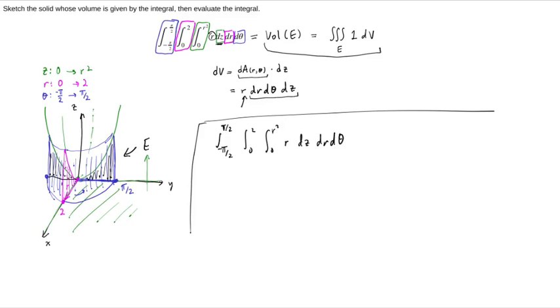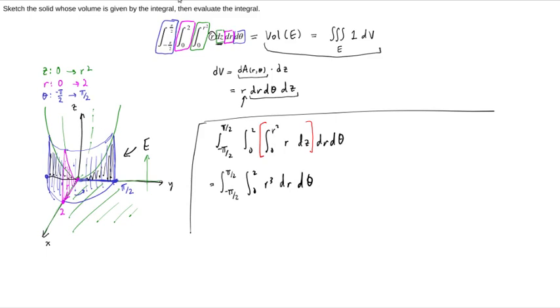As always, this is an iterated integral. We start from the inside. We integrate with respect to z, but there's no z in the integrand, so this is just constant. So this gives us the integral from negative pi over 2 to pi over 2, integral from 0 to 2. After integrating, this will just be z times r, and then we plug in for z: z equals 0, z equals r squared. That just leaves us with r cubed here, dr d theta.